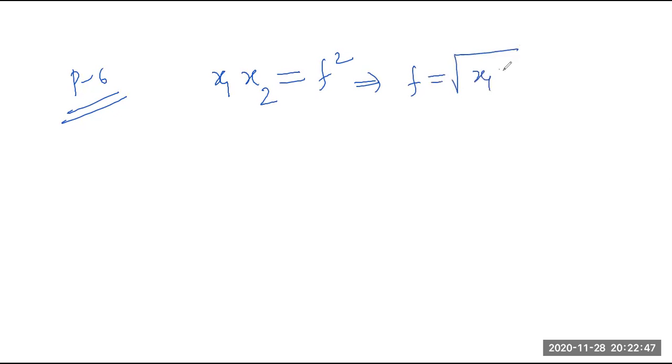The P6 problem is again based on the Newton formula. The object distance measured from the focus is x1 and the image distance from the focus is x2, then that is equal to f square. From this, they are asking the focal length, which will be equal to the square root of x1 x2. Okay, this is P6. Let us go for the P7 problem. It is also a nice problem.